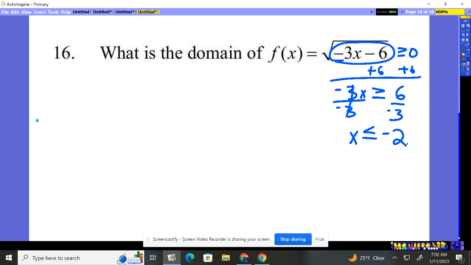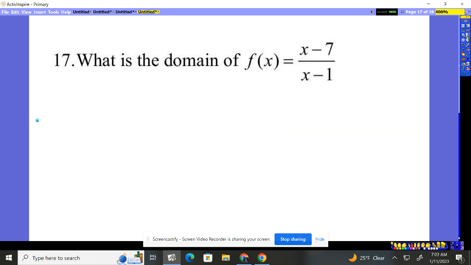Okay, so the answer here is, hey, all real numbers, as long as x is greater than or equal to 2. Greater than. Crazy me, it's early in the morning. x is less than or equal to negative 2. So negative 3 will work, negative 4, negative 5, negative 6.